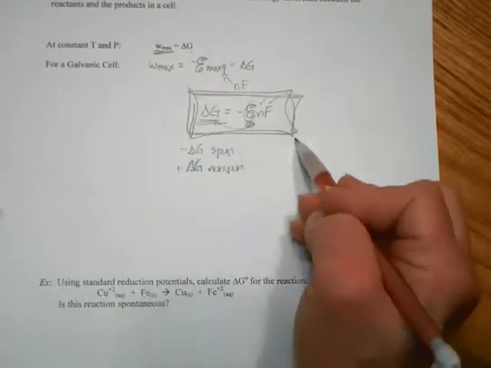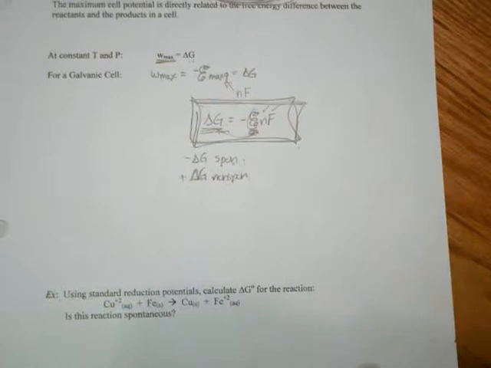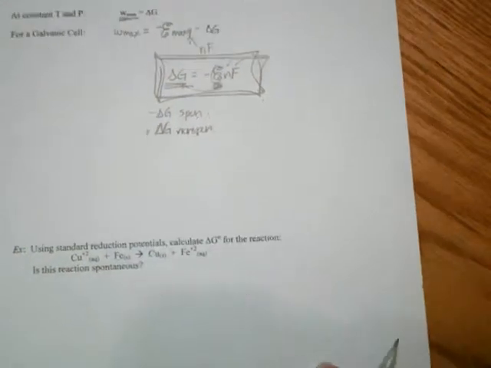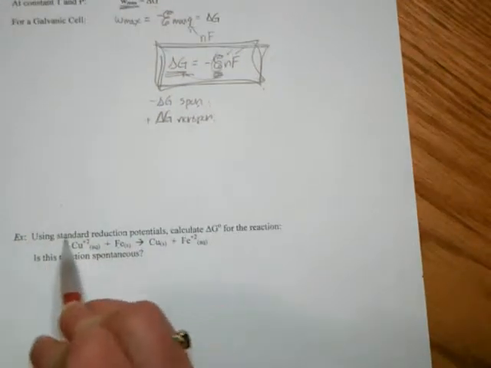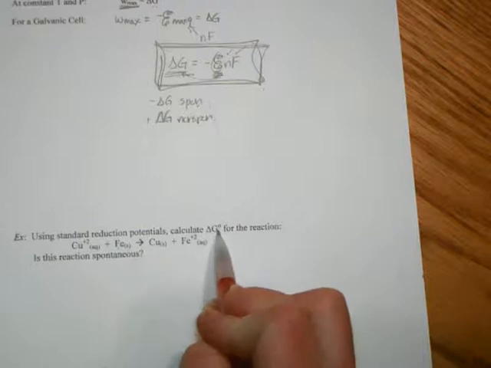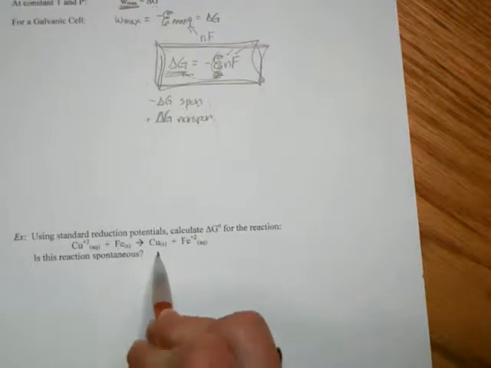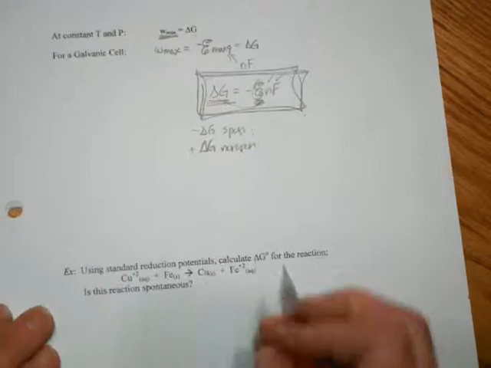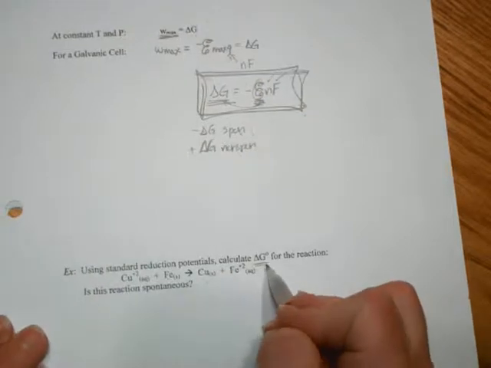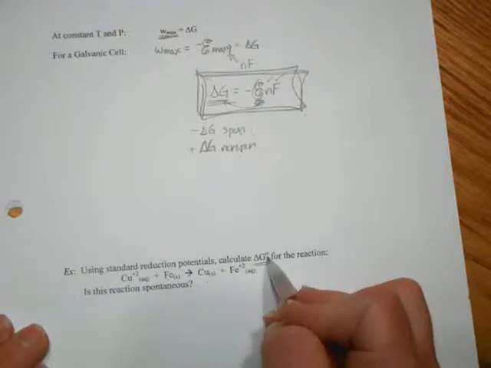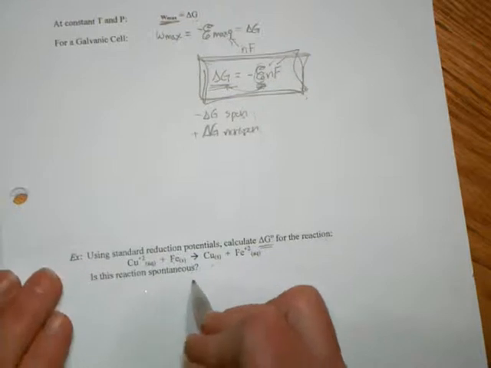Okay, so let us see where this equation will be used. Look at this problem. Using standard reduction potentials, calculate delta G naught for the following reaction. Is this reaction spontaneous? So what we need to do is calculate this and then determine, based upon the sign, comment if it's spontaneous or not.